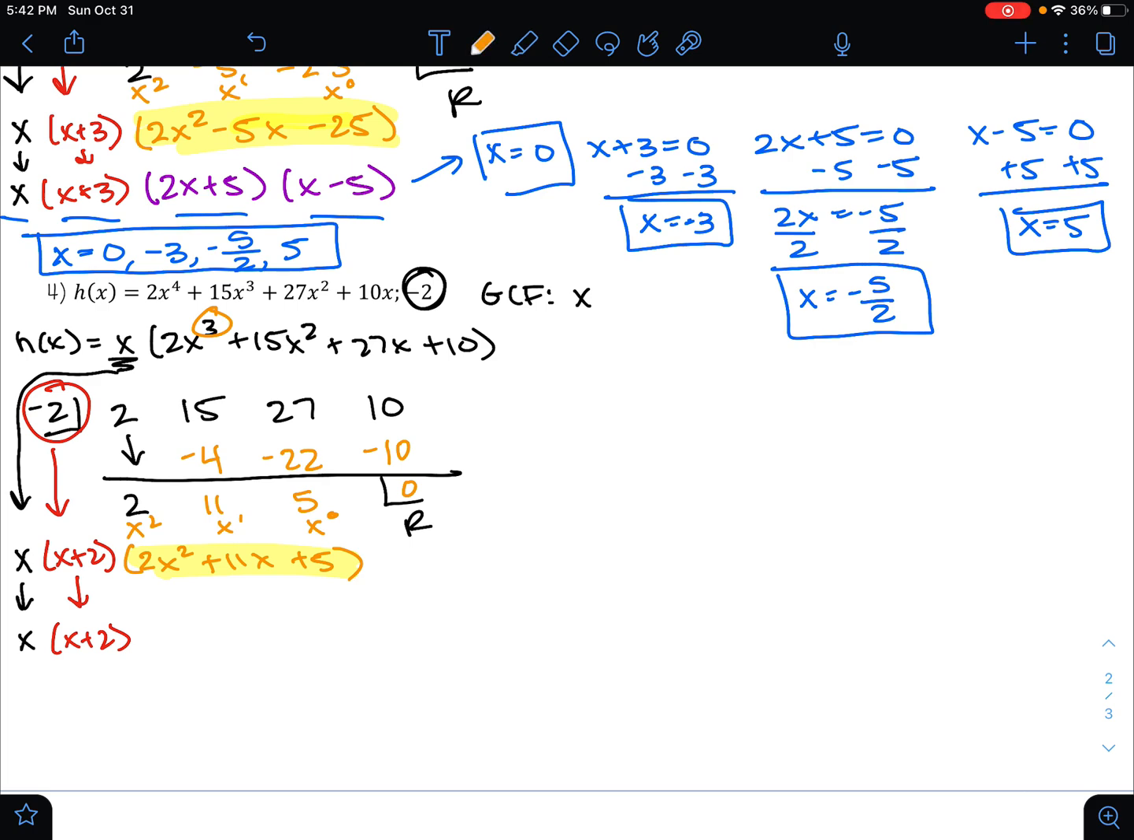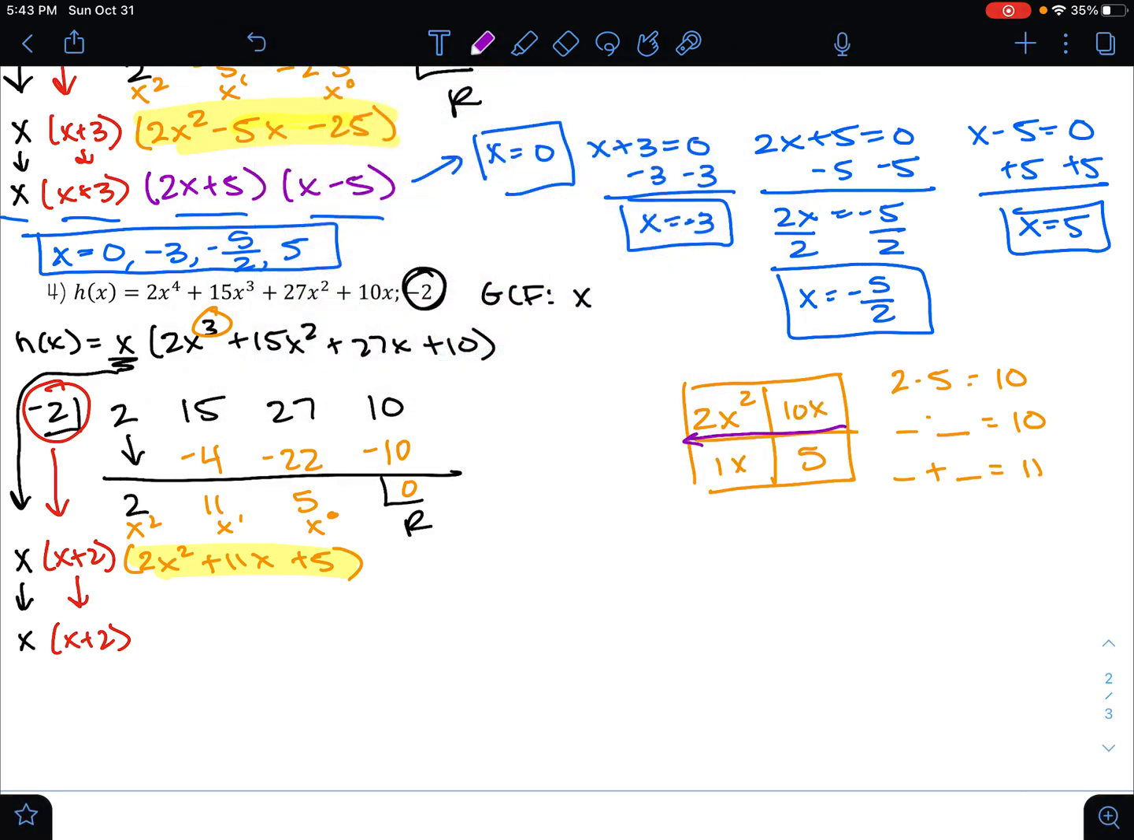To do that, I am going to use the area model. First term goes in the first box. Last term goes in the last box. You always want to multiply your first number by your last number. So here I'm looking for factors of 10 that add to 11, and that is going to be 10 and 1. The greatest common factor of my top row is 2x. The greatest common factor of my bottom row is 1. The greatest common factor of the left column is x. And the greatest common factor of the right column is 5. So here, this factors into 2x plus 1 and x plus 5.